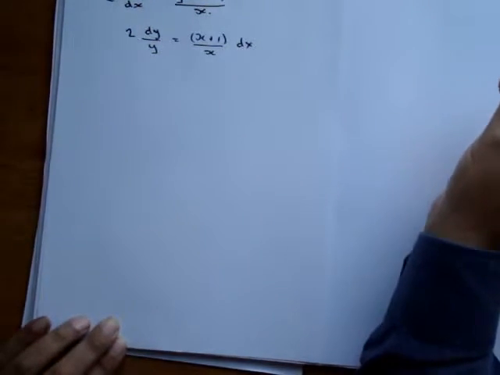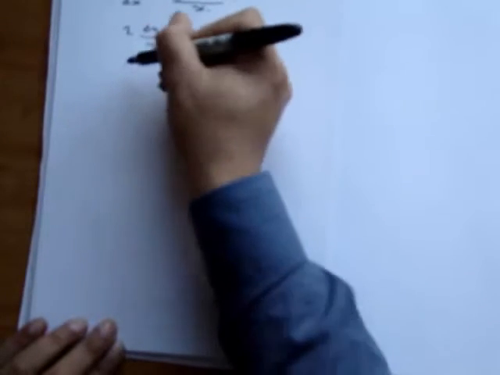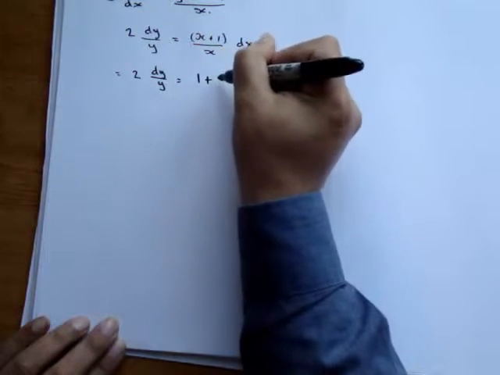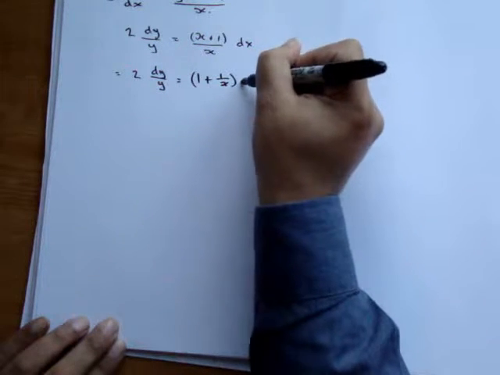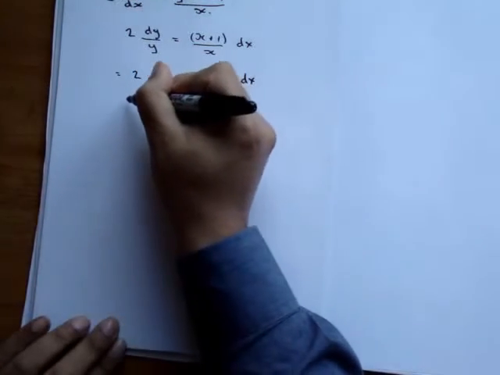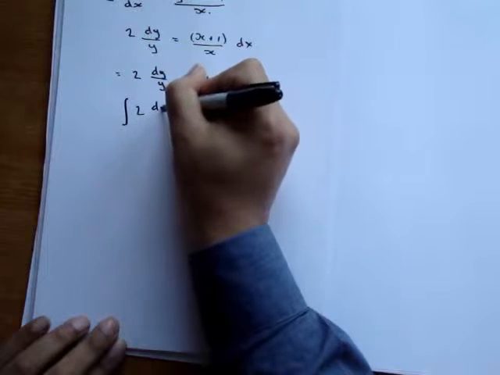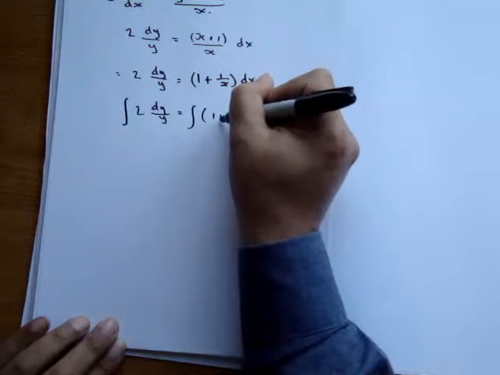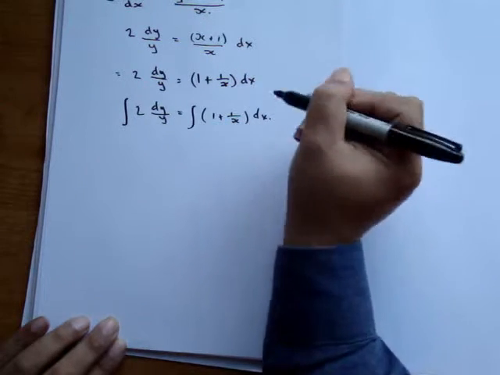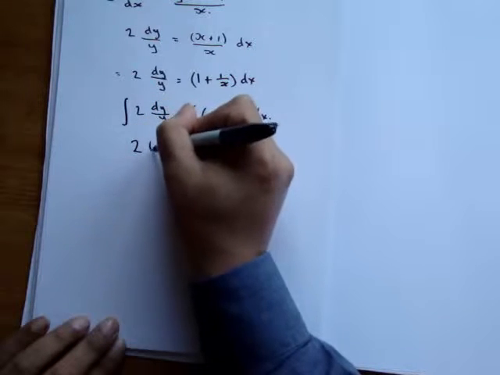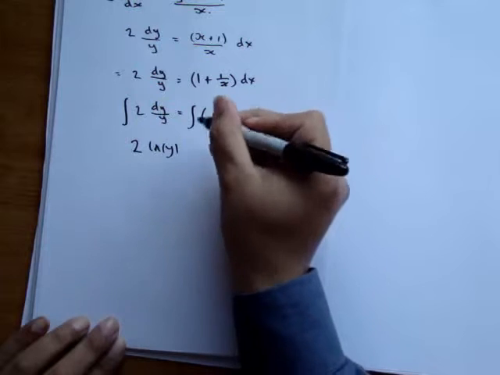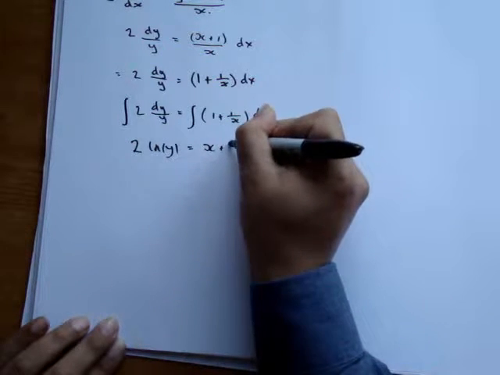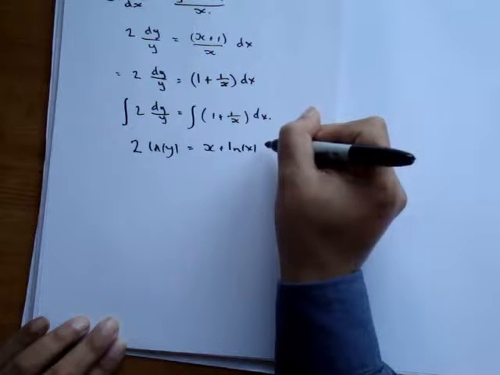Let's make this into something we can integrate. So this becomes 2 dy over y equals (1 plus 1 over x) dx. Now let's integrate on both sides. So this is the integral of 2 dy over y equals the integral of (1 plus 1 over x) dx. This is 2 natural log of y equals x, 1 becomes the x, plus 1 over x is natural log of x, plus a constant.